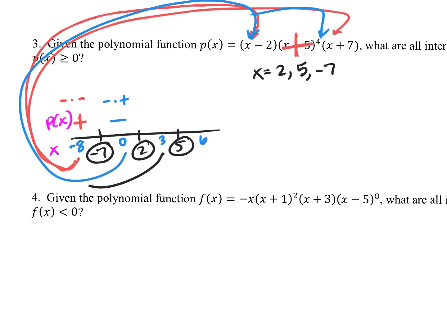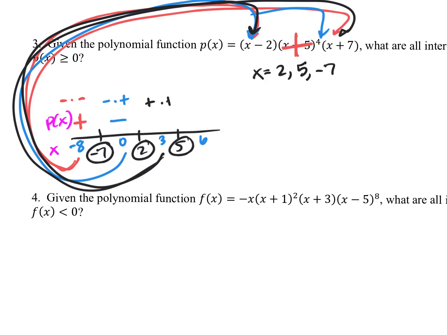Let's go plug a 3 in. What's a 3 minus 2? True, positive. What is a 3 plus 7? What's a positive times a positive? Beautiful. Thanks, Adi. Lastly, I'm going to go purple, 6 minus 2, positive or negative? Positive. What is 6 plus 7? Positive. Positive times a positive? Is a positive.